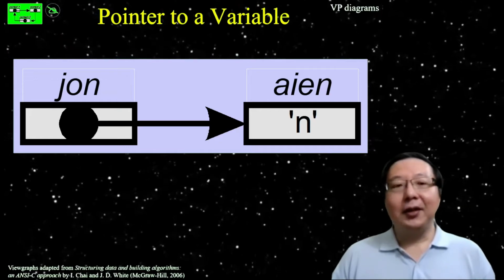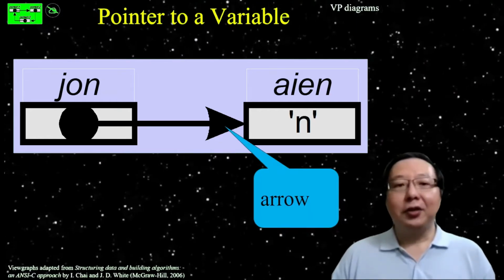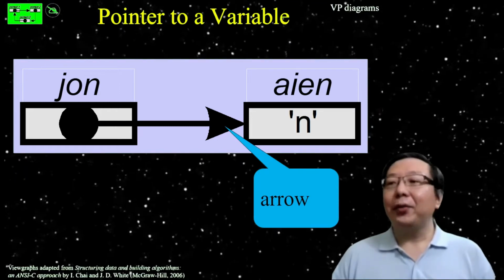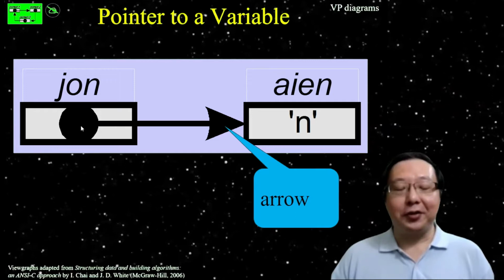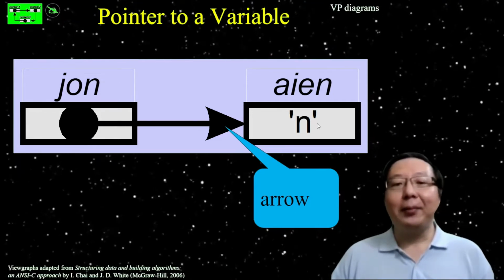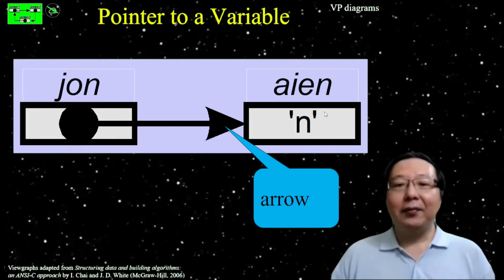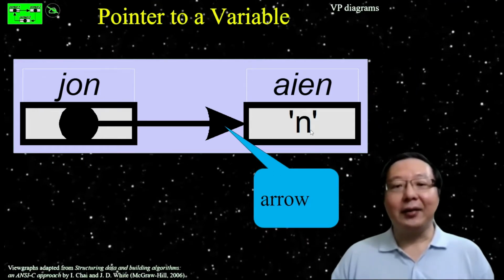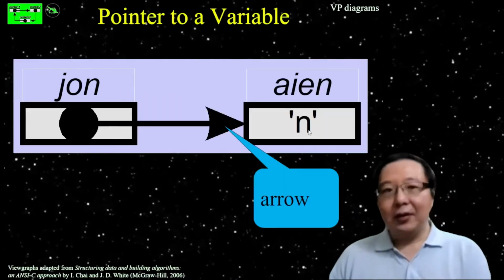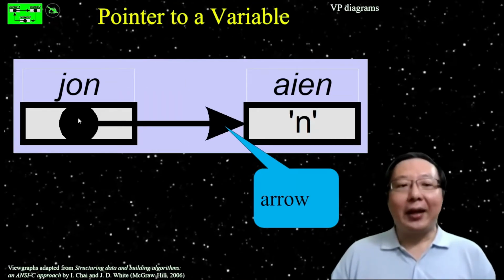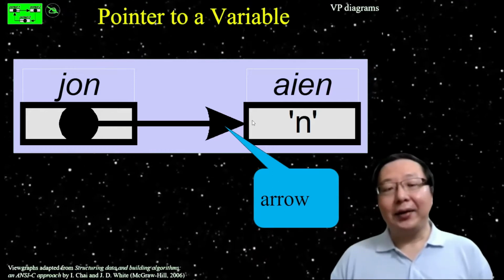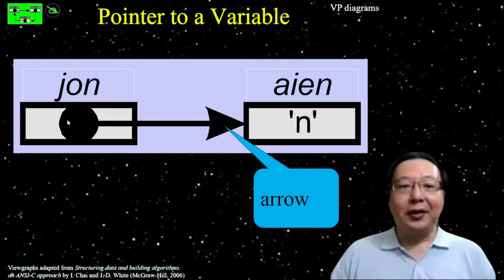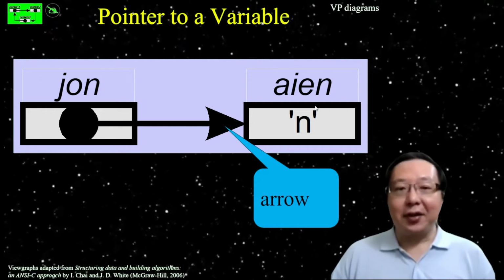For example, here we have a pointer called John, and it is pointing to a variable called IN, and the IN apparently is a character variable containing the character N. So this arrow shows that John is pointing to IN. And in fact, what is actually stored in the memory location here is the address of IN.